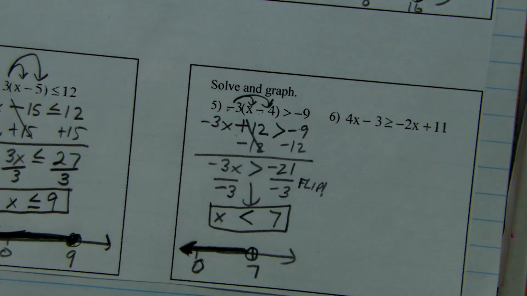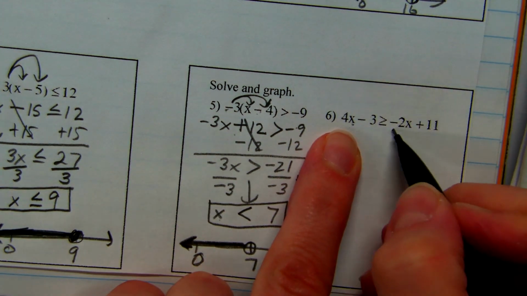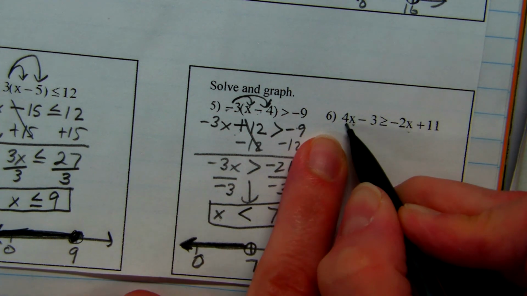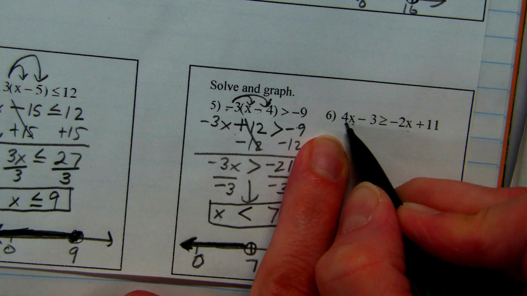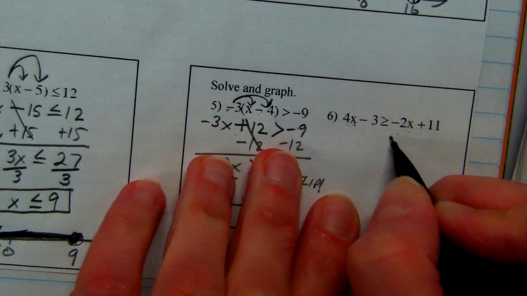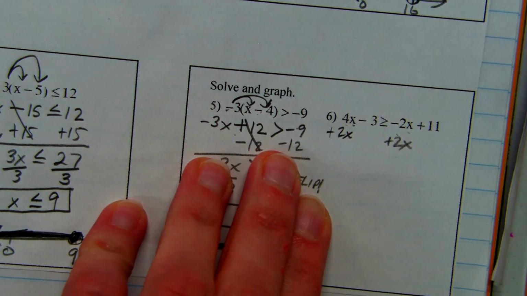Now, the very last problem has x's on both sides. Don't freak out. We do know how to do that with equations. So we just need to get them all on the same side. So I have positive 4x here and negative 2x there. I need to add or subtract one of those to move them. So we can either subtract 4x and deal with negatives, or I can add 2x. Add 2x. I like adding because then I don't have to deal with the negatives, which means I don't have to deal with flipping stuff.